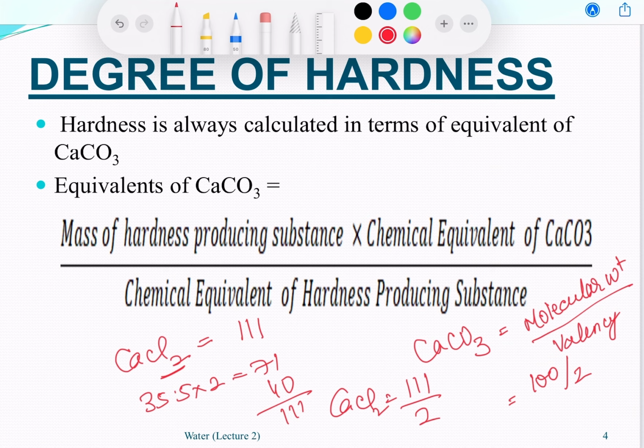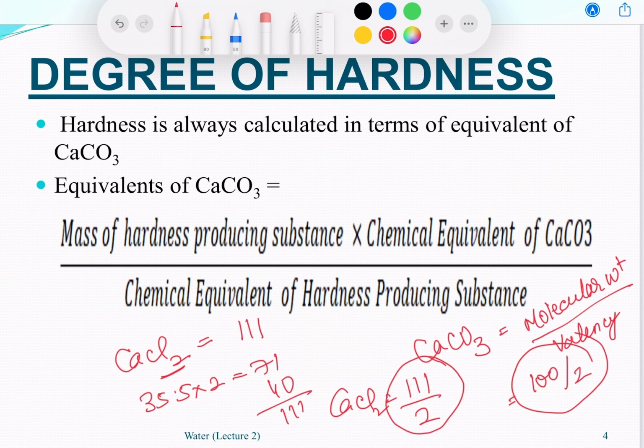Suppose your water sample contains calcium chloride, then when you have to convert it into equivalents of CaCO3, whatever is the weight of calcium chloride given in the question, you put that weight over here. Then the equivalent weight of calcium carbonate is 100 by 2 and the equivalent weight of calcium chloride is 111 by 2.